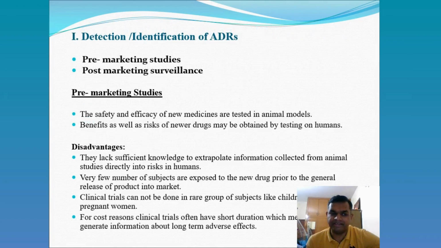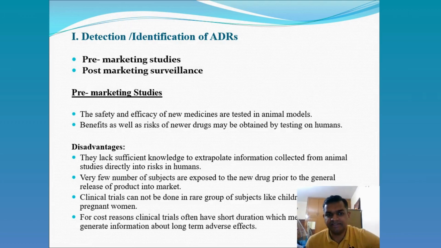Now, one by one, we will discuss the steps. First step, detection or identification of ADR. It involves 2 areas of identification: pre-marketing studies and post-marketing surveillance. First, we will discuss the pre-marketing studies. Here, the safety and efficacy of new medicine are tested in animal models, and on humans, the benefit as well as risk of new drugs may be obtained by testing.